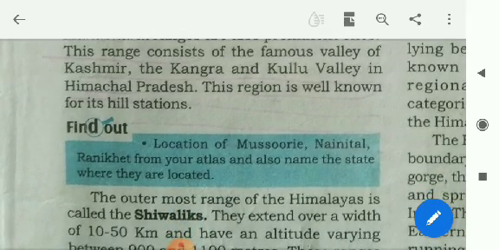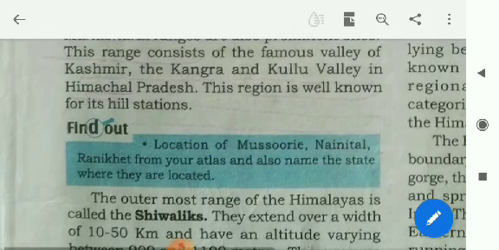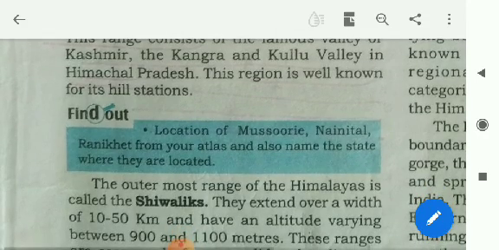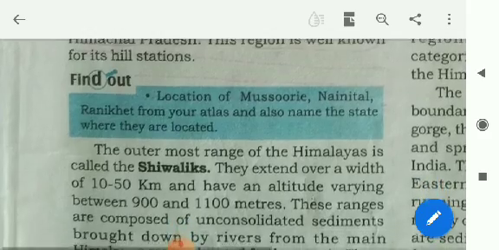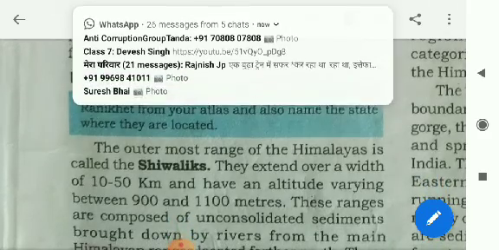This range consists of the famous valley of Kashmir, the Kangra and Kullu valley in Himachal Pradesh. This region is well known for its hill stations.